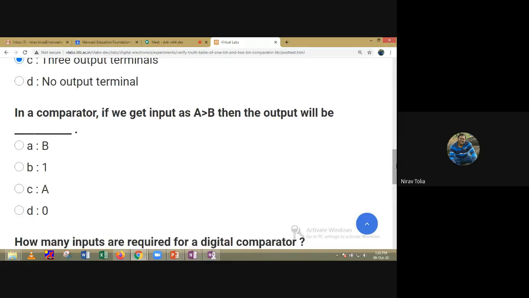In a comparator, if we get input as A greater than B, then the output will be B 1, A 0. So A, B, C or D. Okay, Jenny gives the answer. Mahima gives the answer. Isa gives the answer. Okay, Parth also gives the answer. So all of you are giving the same answer, it is B. The next one.